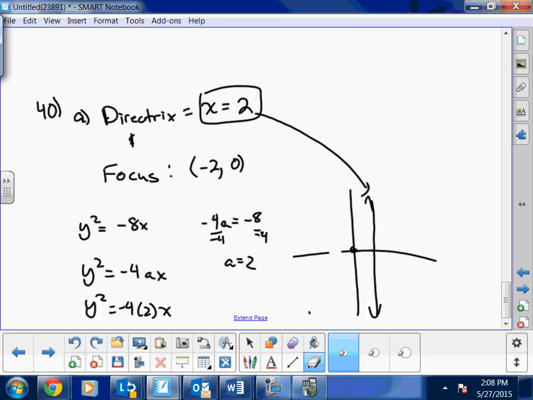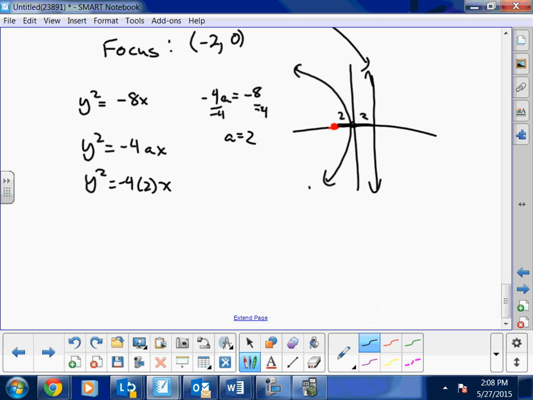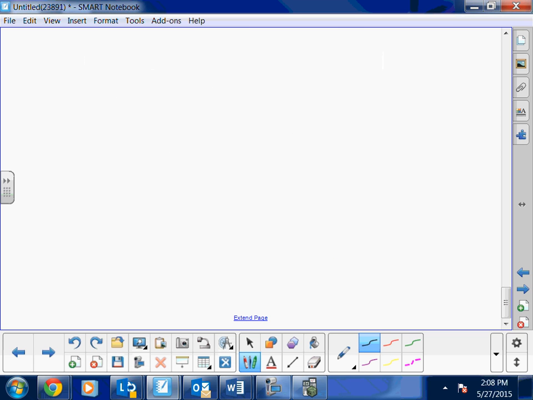Because this should be my focus, and the parabola should be heading up this way. This is a value of 2 on either side. Remember, it's equidistant to either side. Okay, lovely. So now let's do B and do the same thing, and we'll be done with this.